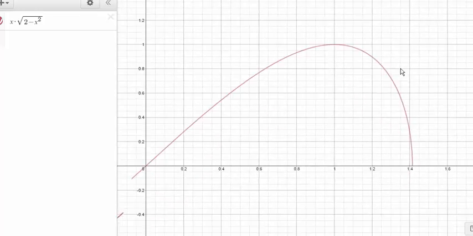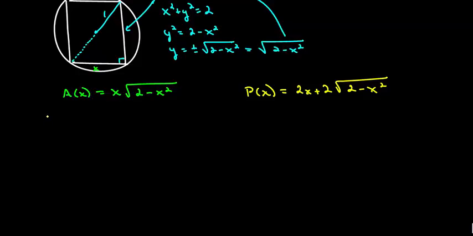And so if we take a look at our graph, this right here is the area curve. And notice that it has a maximum up here, and it looks like at 1. Now we're going to check that out algebraically using a little bit of calculus. So what I'll do is I'll find A prime of x. Well, the derivative of this is found by the product rule. So it's the derivative of the first times the second plus the derivative of the second.